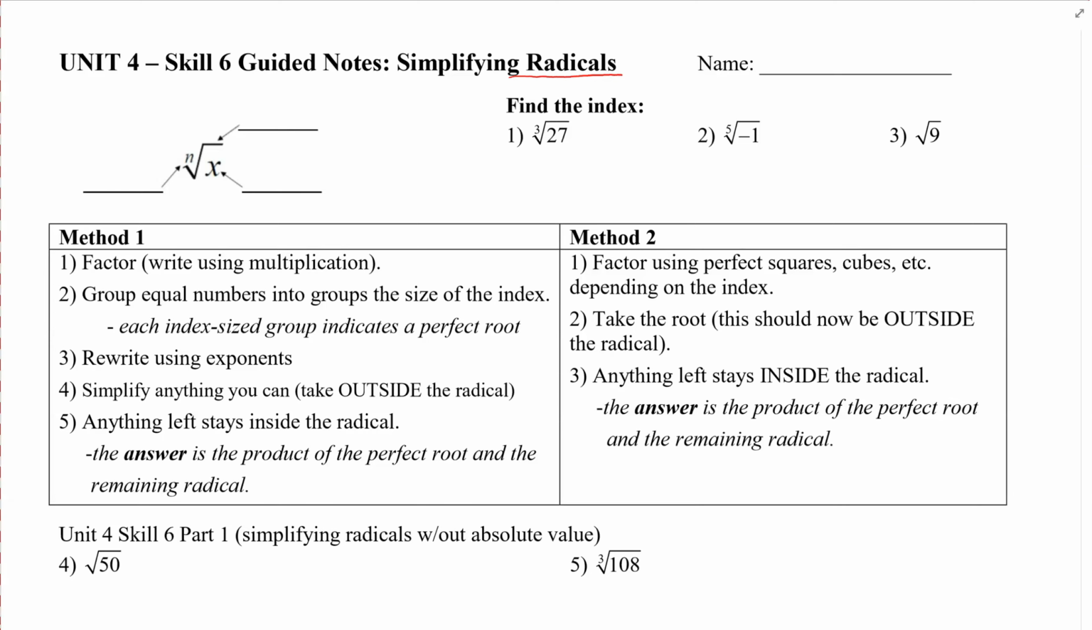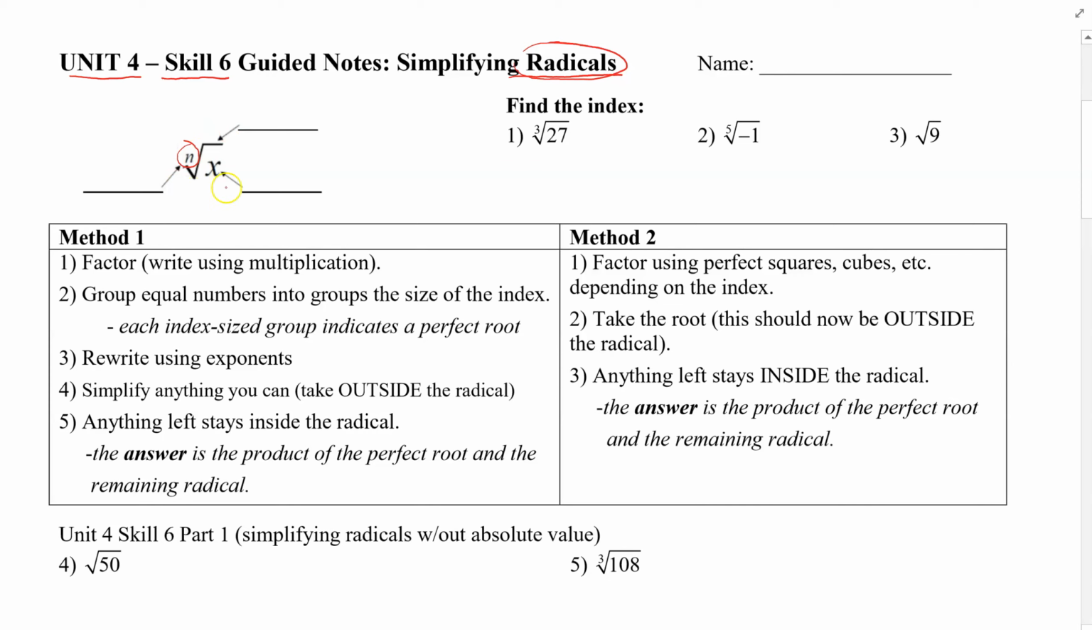Welcome class to our guided notes on Skill 6 from Unit 4. This skill focuses on radical signs and how to simplify them, and not just square roots, but roots with any type of index, which is indicated by this little teeny number written out in front of the radical sign. It will tell you what root we're taking.